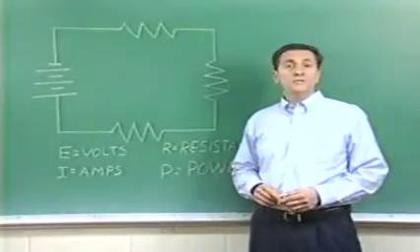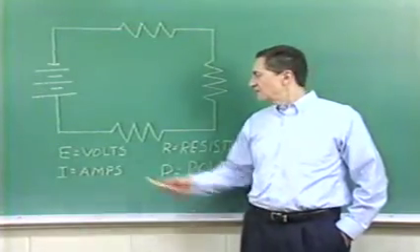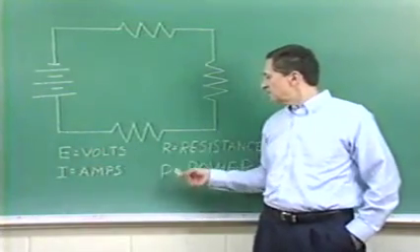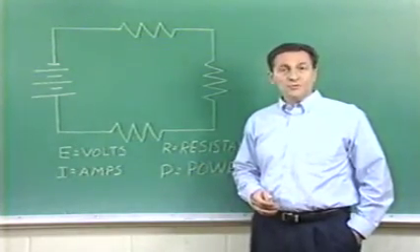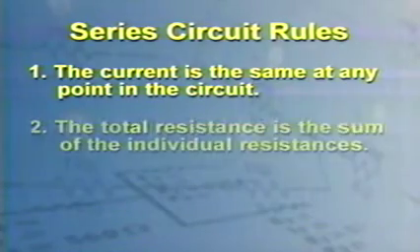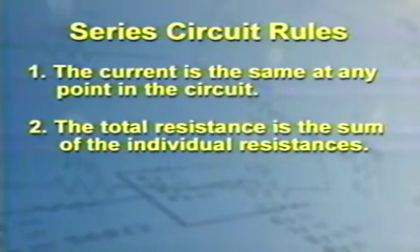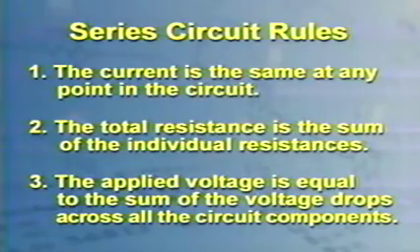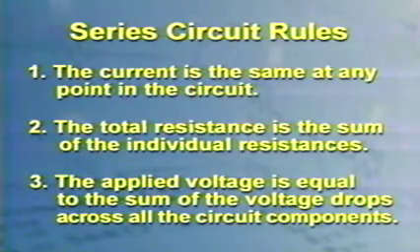There are 3 rules that can be applied to series circuits. We can determine the values of voltage, current, resistance, and power for each circuit component by using these 3 rules in conjunction with Ohm's Law. First, the current is the same at any point in the circuit. The total resistance is the sum of the individual resistances, and the applied voltage is equal to the sum of the voltage drops across all the circuit components.